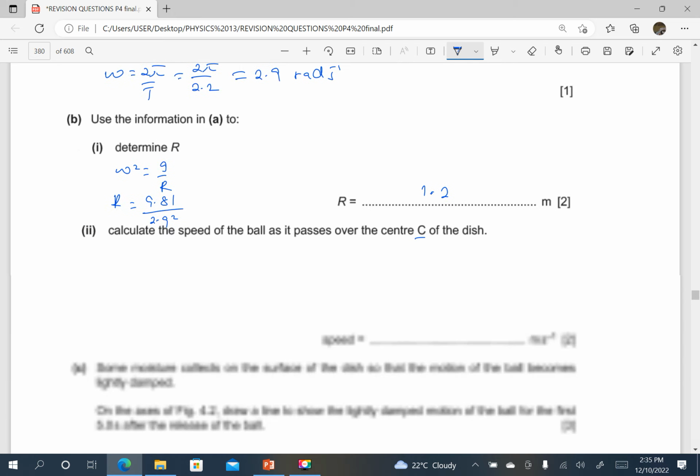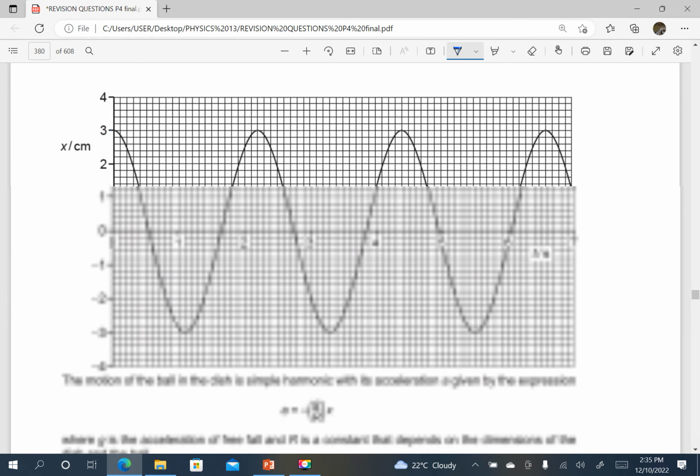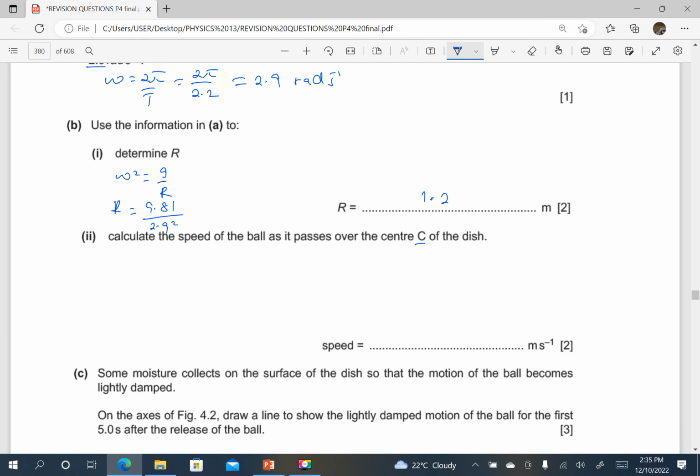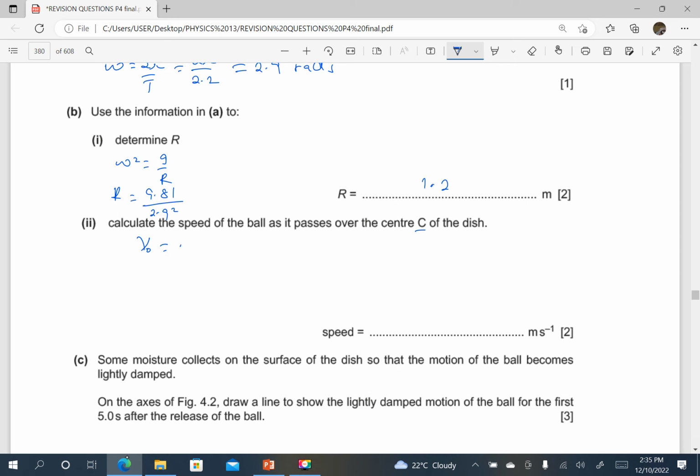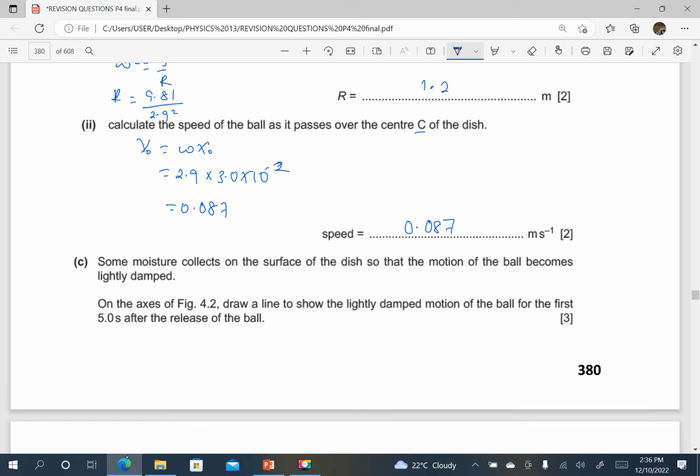Then calculate the speed of the ball as it passes over the center C of the dish. The center is where we have the maximum speed, because this is the equilibrium position. So we just use the expression for maximum velocity. Maximum velocity v naught is equal to omega times x naught, which is 2.9 times the maximum displacement of 3 centimeters, which is 3 times 10 to the power negative 2 to change it to meters. From my calculator, this is 0.087 meters per second.